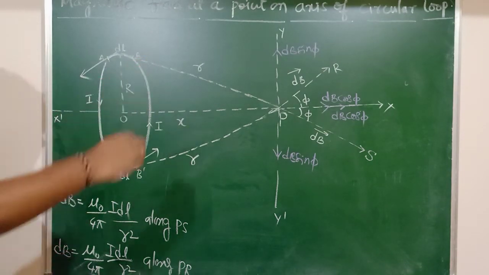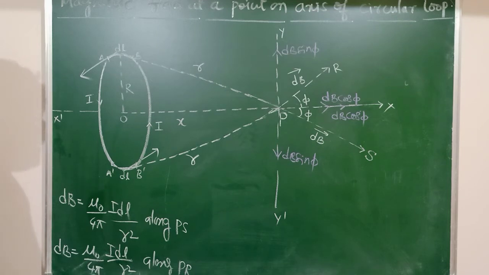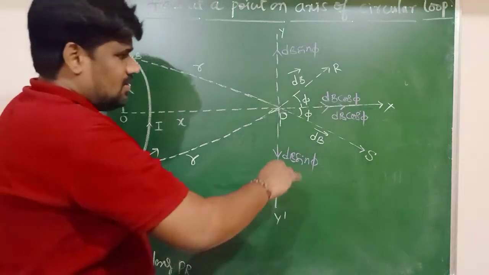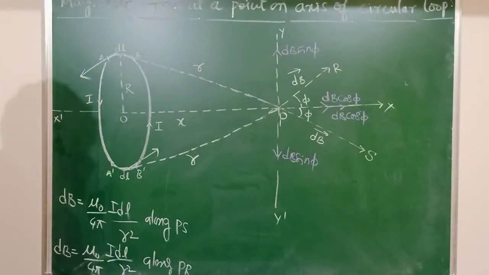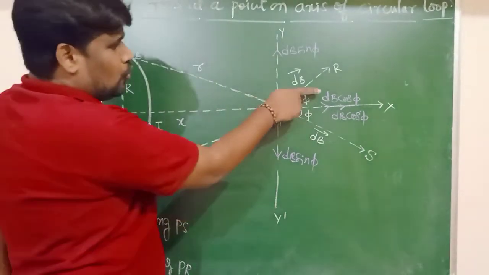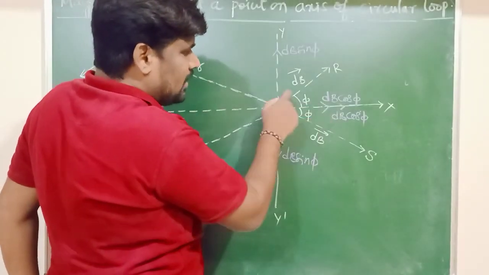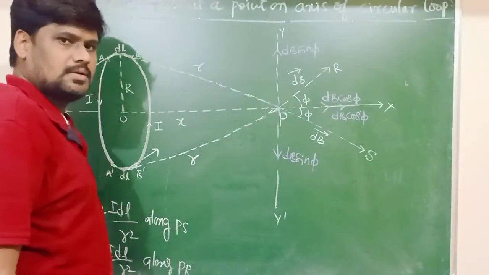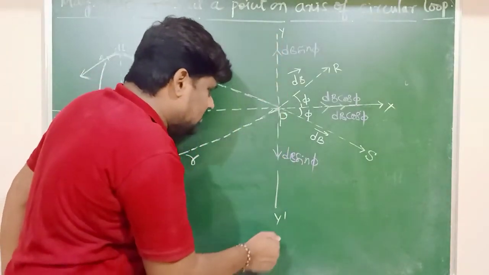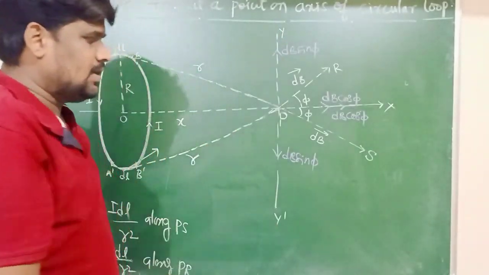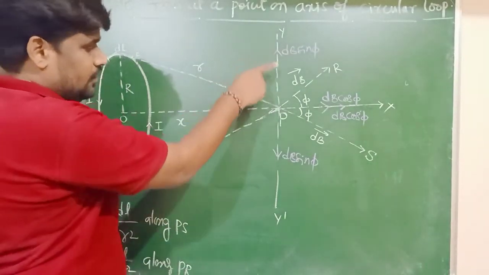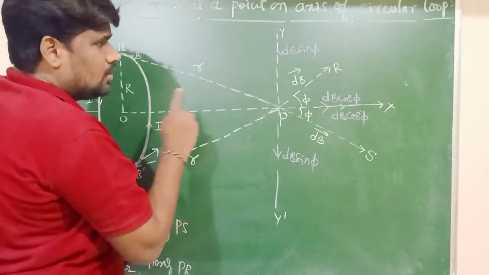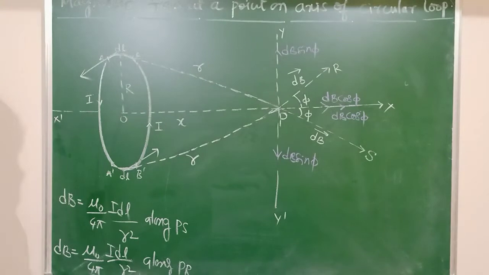After resolving, what you are noticing is that the magnetic fields along the horizontal direction will add up. Why will they add up? Because both have the same magnitude and act in the same direction. But look at the components along the vertical direction: they have the same magnitude but act in opposite directions.